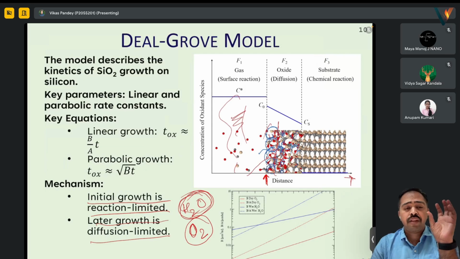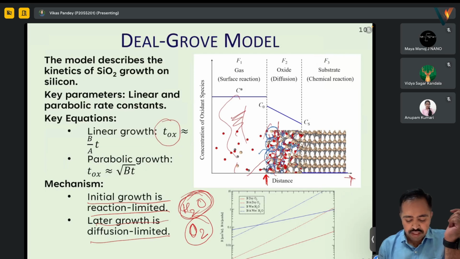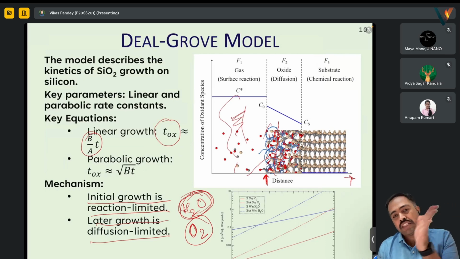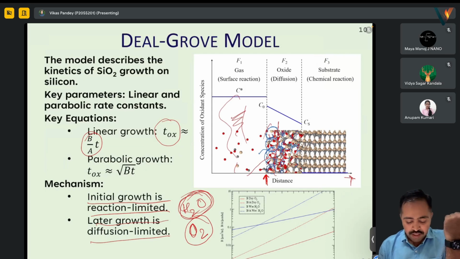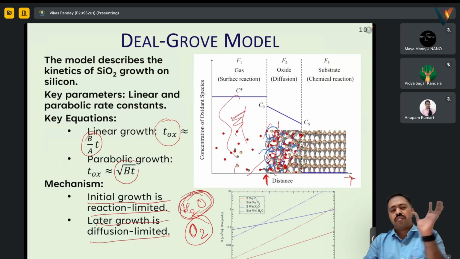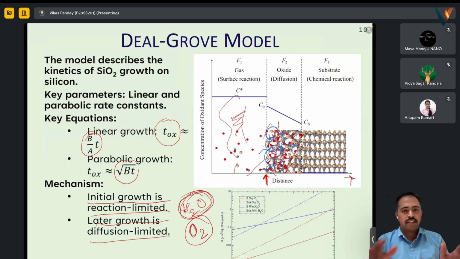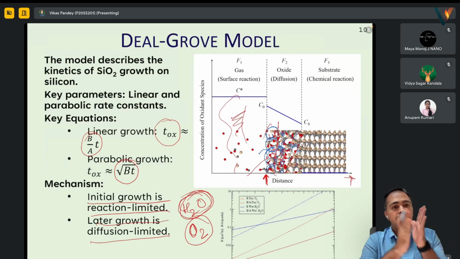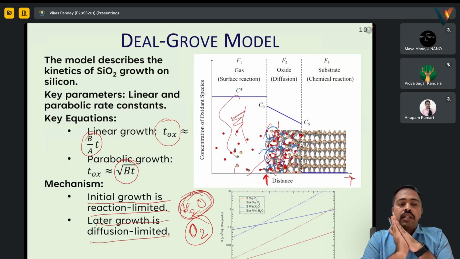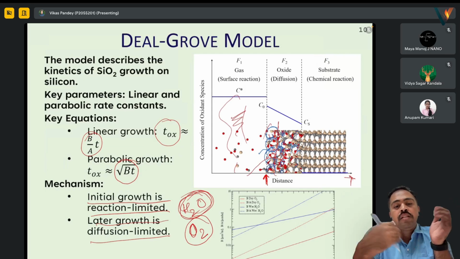It can be represented in two ways. The thickness of oxide depends on B upon A times time, when it is the linear growth region, where B and A are rate constants. And when we are talking about the parabolic growth region, it is the square root of B times t. Let's not go much into equations, that has already been covered. Just understand that at first, on the surface, it is reaction limited. Later on, it is diffusion limited.